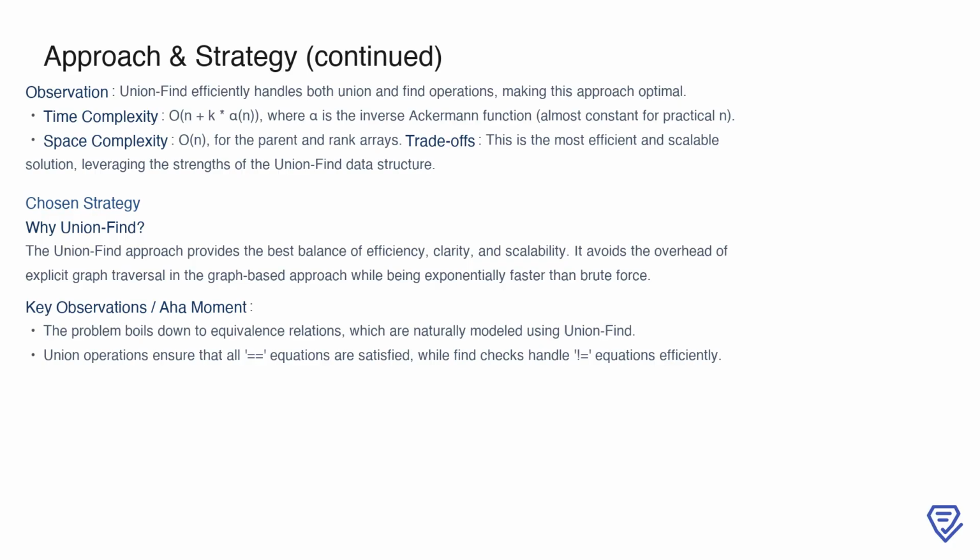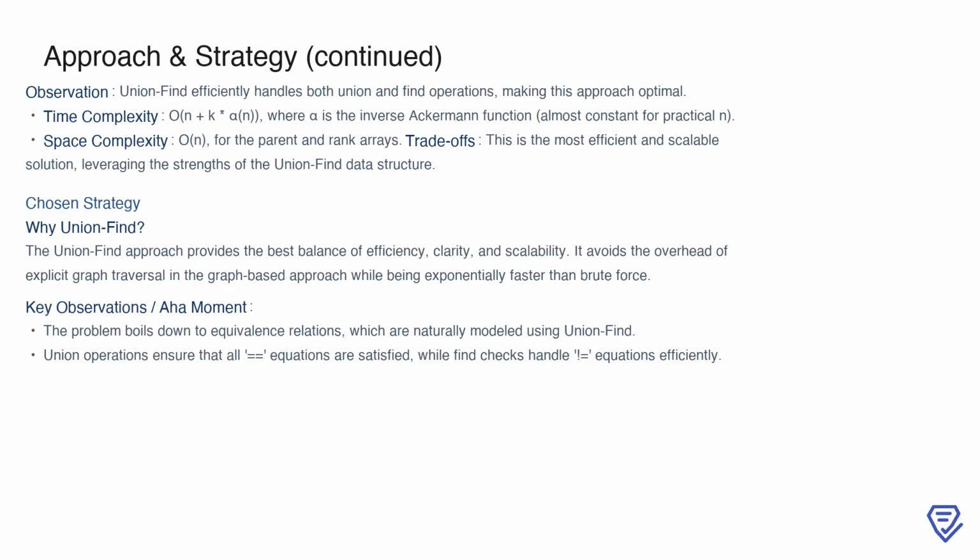The time complexity of this approach is O(n + k * α(n)), where alpha represents the inverse Ackermann function, which grows extremely slowly and is nearly constant for all practical purposes. The space complexity is O(n), as we only need to maintain the parent and rank arrays. This means that union find is not only faster but also more memory efficient compared to the graph-based strategy.